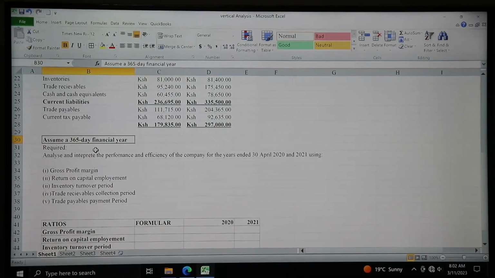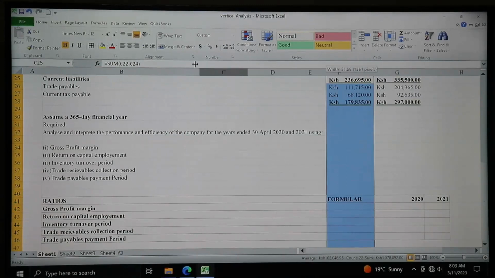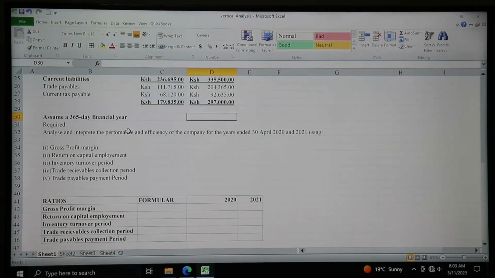So just for the sake of those who forgot how to compute, if it is gross profit margin, then you're supposed to pick the gross profit divided by sales, times 100. Then the inventory turnover, we can take the average inventory, like for 2020, the closing stock will be the average, so you don't have to compute the average, divide by cost of sales, then you multiply by 100.